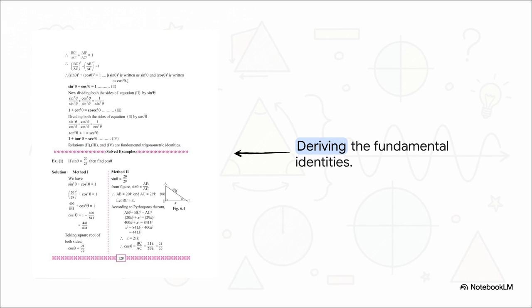Doing that gives us our second identity: 1 plus cotangent squared theta equals cosecant squared theta. Similarly, dividing that first identity by cosine squared theta gives us our third identity: 1 plus tangent squared theta equals secant squared theta. Keep these 3 equations in your mind. They are going to be your absolute best friends in trigonometry.